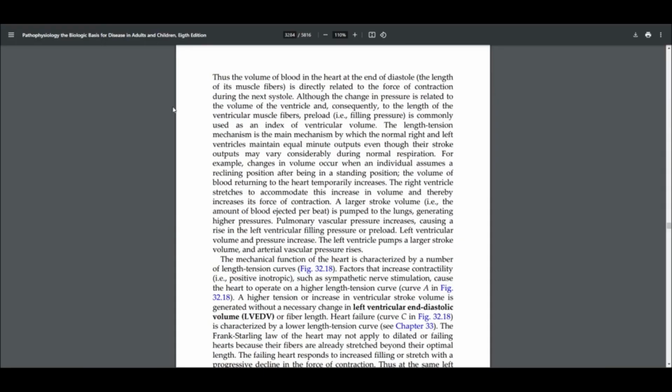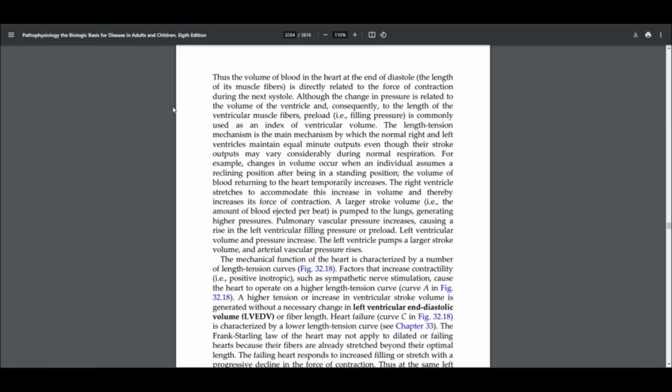Although the change in pressure is related to the volume of the ventricle and consequently to the length of the ventricular muscle fibers, preload is commonly used as an index of ventricular volume. The length tension mechanism is the main mechanism by which the normal right and left ventricles maintain equal minute outputs, even though their stroke outputs may vary considerably during normal respiration.